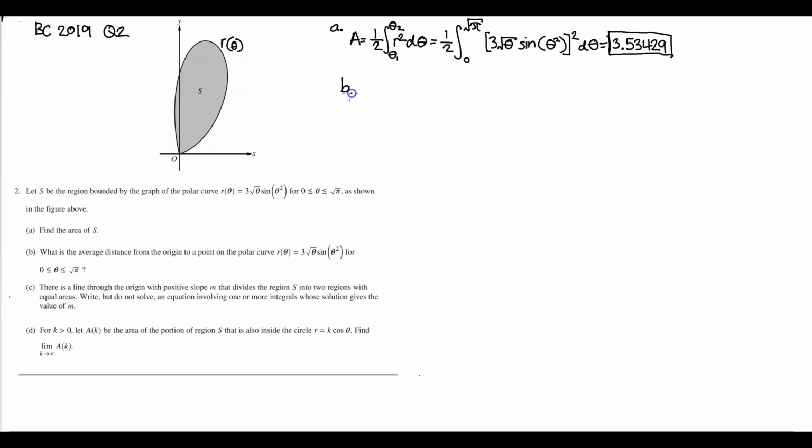Part B. What is the average distance from the origin to a point on the polar curve r of theta equals 3 root theta sine theta squared for 0 less than theta less than square root pi? So it's an average value. What is the distance function? The distance from the origin to any point on the curve is just equal to r. That's literally what a polar curve does. For any angle theta, this polar curve gives the distance from the origin.